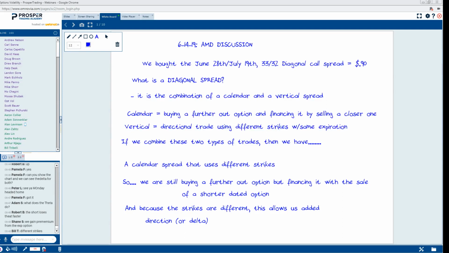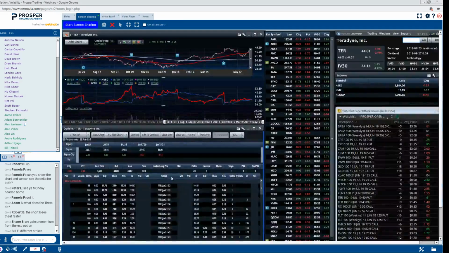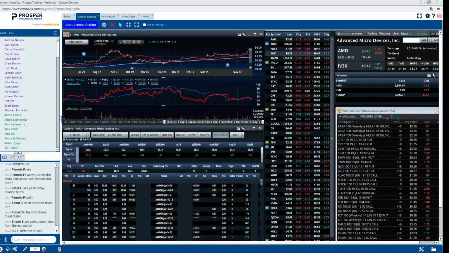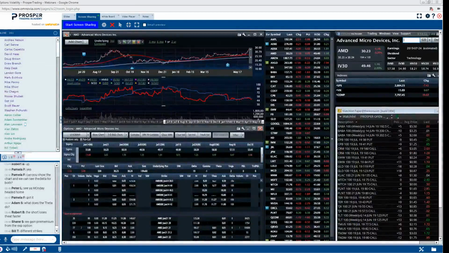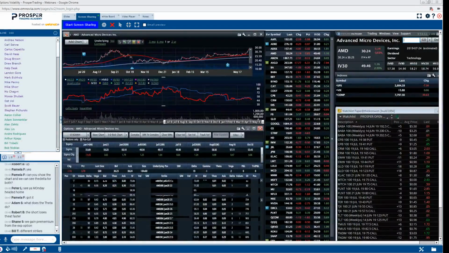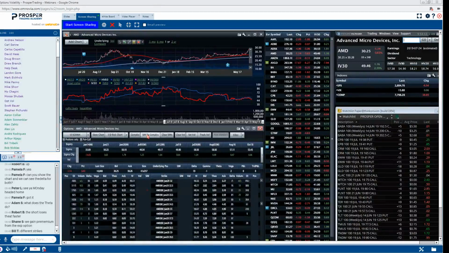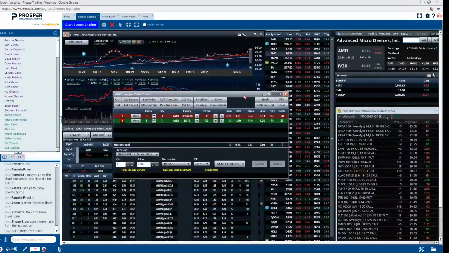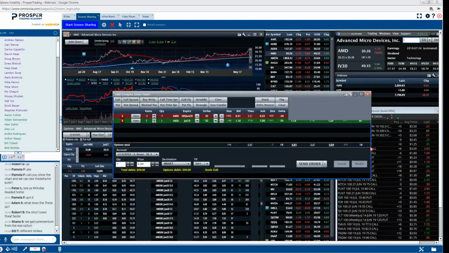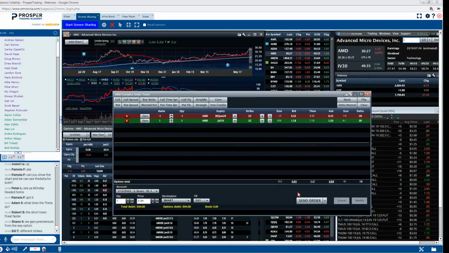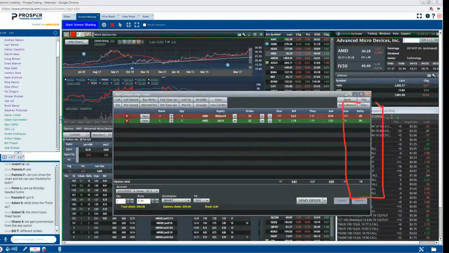Now, let's actually take a look at the breakdown of this position. Let me put the short 33 here, the long 34 here. So here's the order ticket. This is exactly what we did. Now I'm going to put this up on a risk chart here, but just from this, we can see the delta being 19.